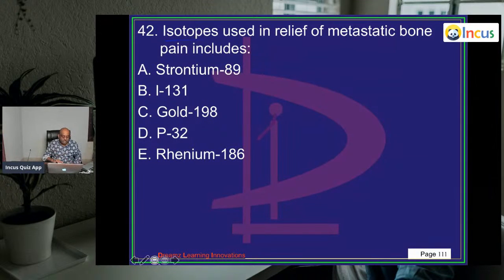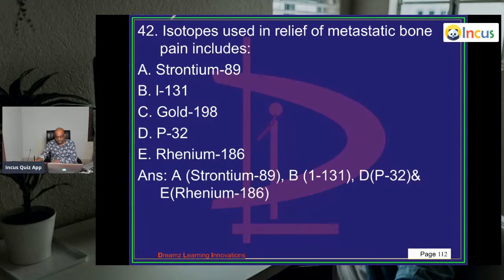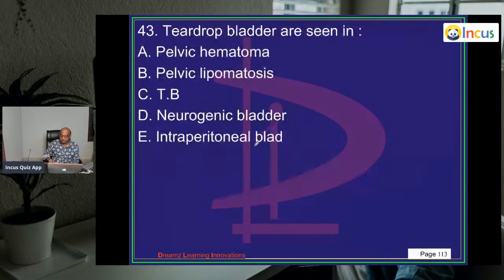Now, in metastatic bone pain, whenever metastases are there, to manage those bone pain, what isotope can be used to relieve? Strontium, I-131, P32, rhenium, they all have a good affinity for the bone, hence use it for treating the metastatic bone pain.